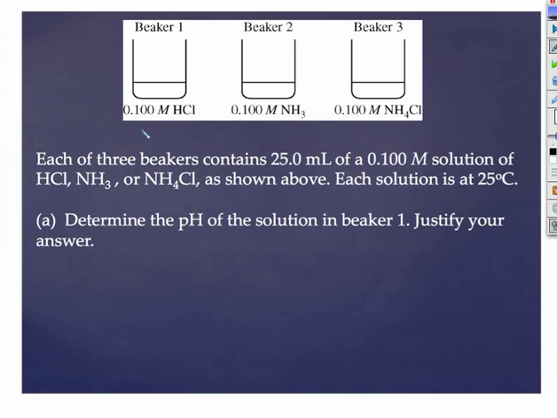What do I have in these beakers? I have a strong acid, which means it's going to go 100% to H plus Cl minus. I have a weak base, which means I'm going to have to deal with a Kb issue if they ask questions about that beaker. And in here, I have a soluble salt. And that means in this beaker, I have NH4 plus Cl minus.